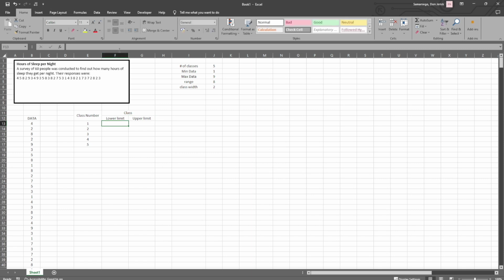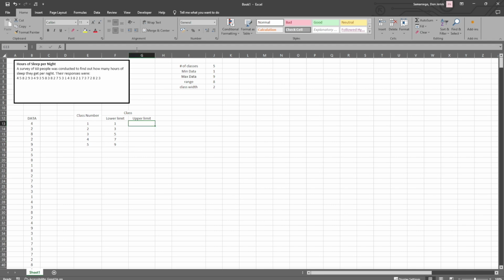The lower limit, the first row is equal to the minimum data. And the second row is the first row plus the class width. Then don't forget F4 to lock the class width. Then spread.